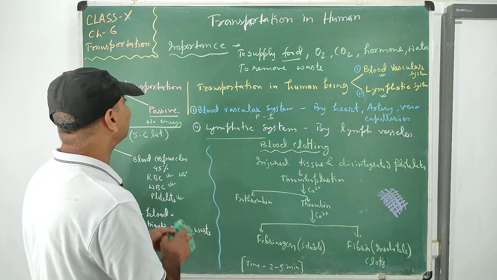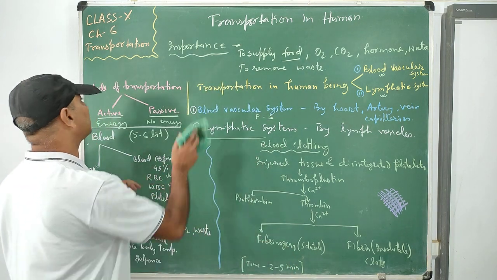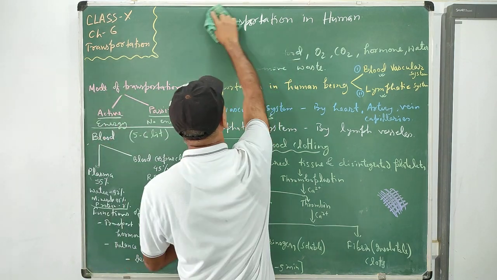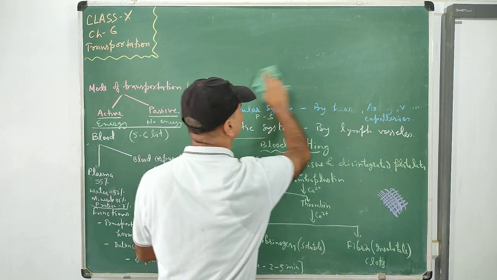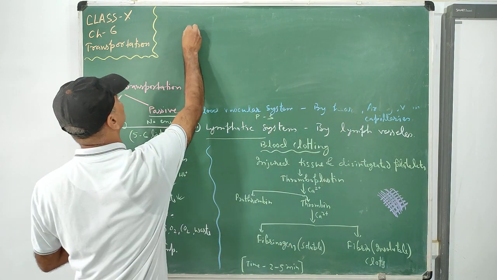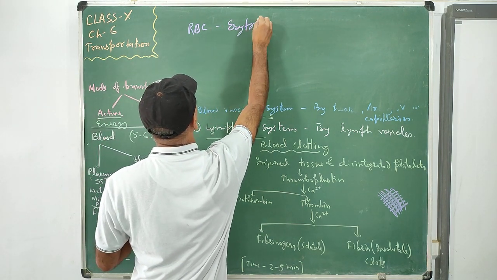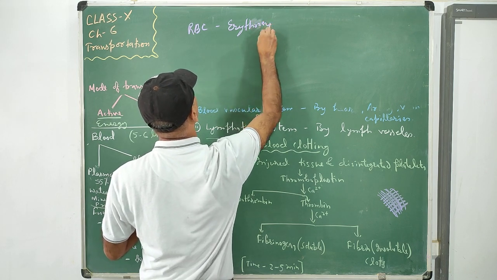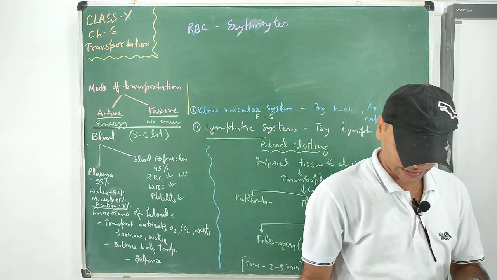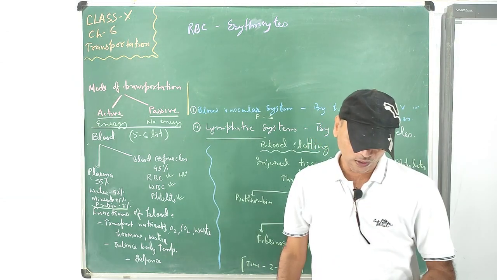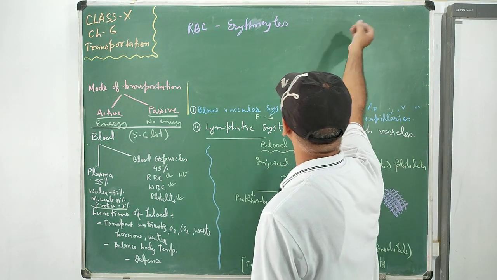Now see RBC. The other name of RBC is erythrocytes. RBC, WBC, platelets: we will discuss these things one by one. Erythrocytes are cells, or we can say blood corpuscles, which have a disc-like structure, flat in the center and thick around.